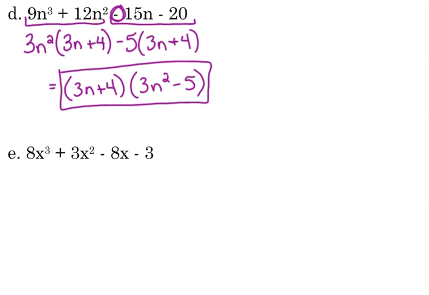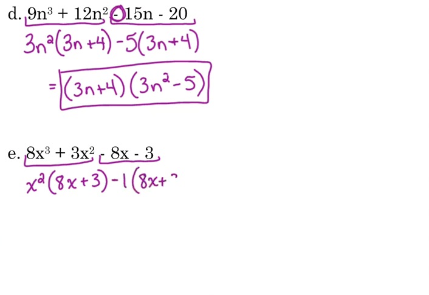All right, last one. 8x cubed plus 3x squared minus 8x minus 3. 8 and 3. Do they have anything in common? Do they have a common factor other than 1? No, they don't. So all we can take out here is x squared. Left with 8x plus 3. Same thing with the second pair. Negative 8, negative 3, nothing in common other than we got to take out that negative. So that's 8x plus 3.